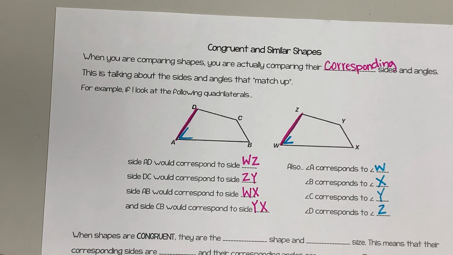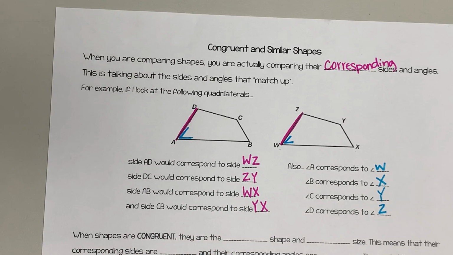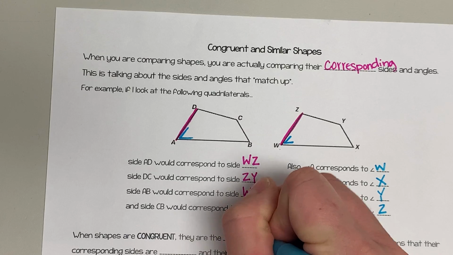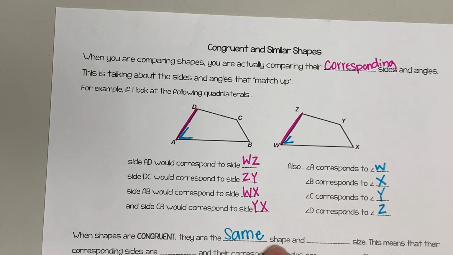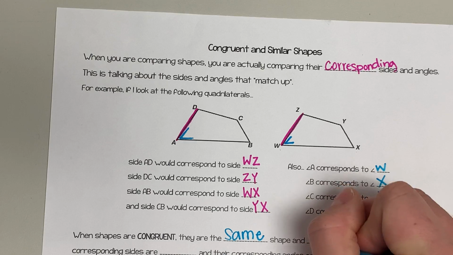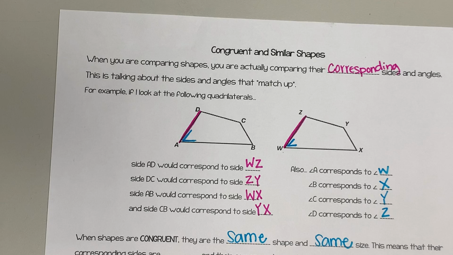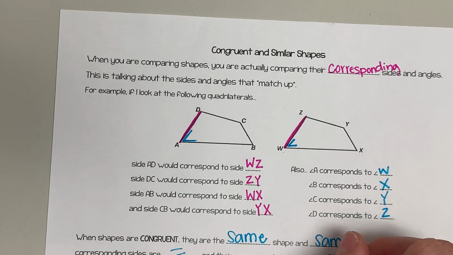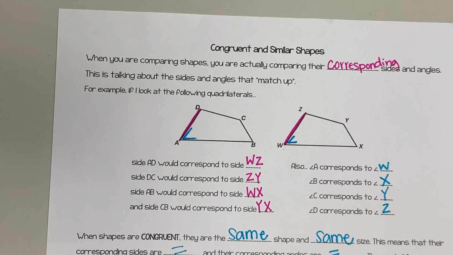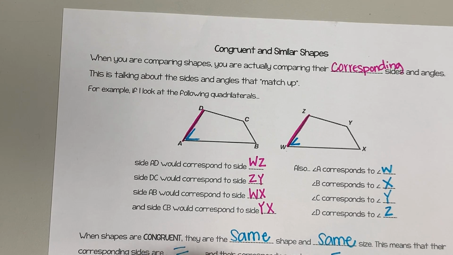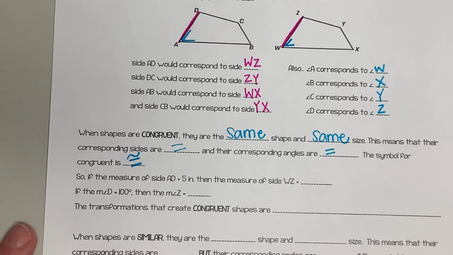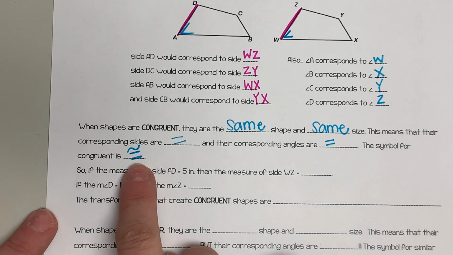So those match up. When shapes are congruent, they are the same shape and the same size. This means that their corresponding sides are equal and their corresponding angles are equal. The symbol for congruent, anytime something is congruent, is an equal sign with a squiggle on top. Squiggle with an equal sign means congruent.